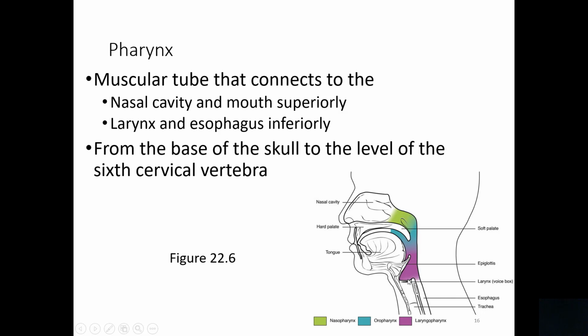Pharynx. Here is the pharynx. It starts right here at the end of the nasal cavity, and it's a muscular tube that connects the nasal cavity to the oral cavity, and it ends right here at the level of the larynx and esophagus. That is the larynx, and that would be the trachea, and next to it there is the esophagus. So the pharynx goes from the base of the skull all the way down to the neck at the level of the 6th cervical vertebra.